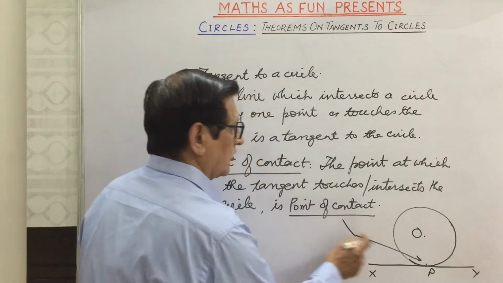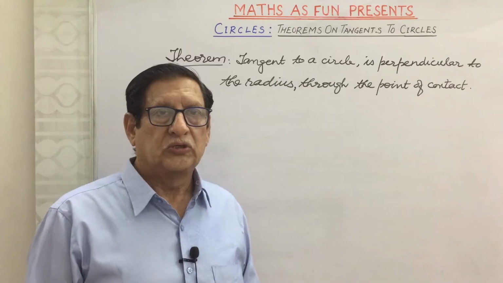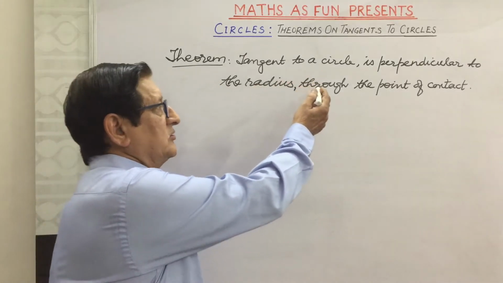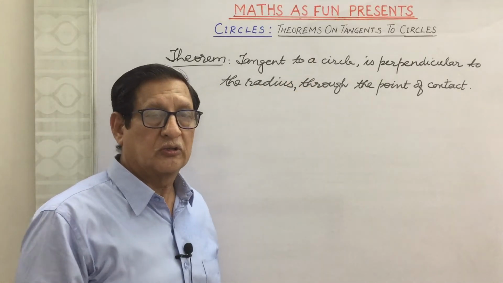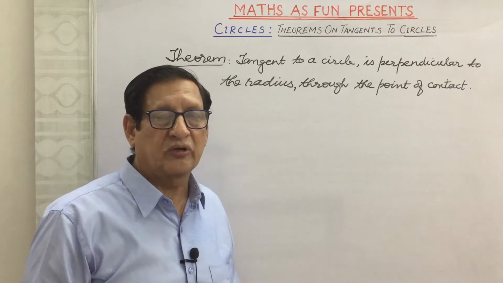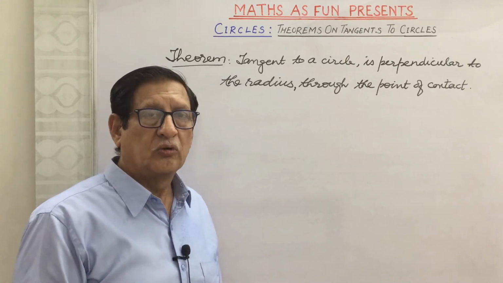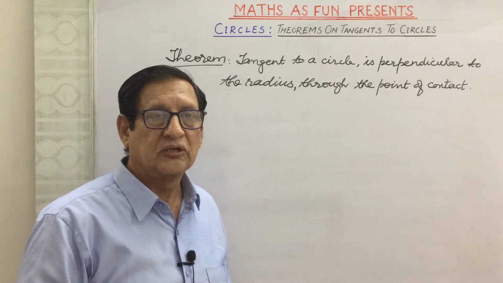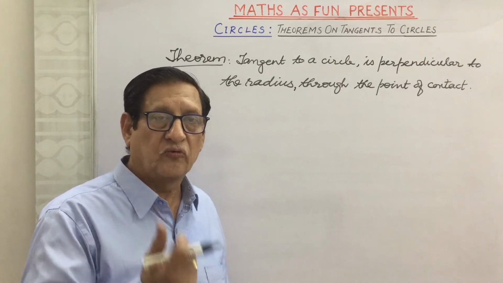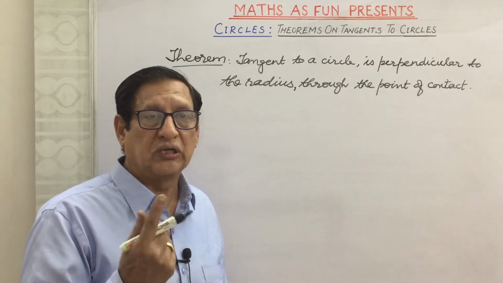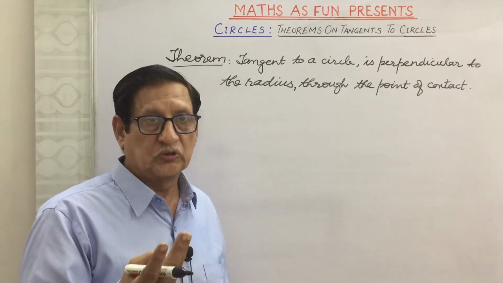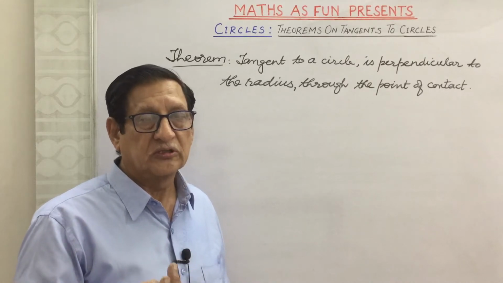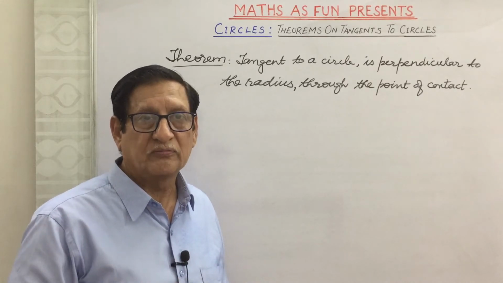The first theorem we have is: a tangent to a circle is perpendicular to the radius through the point of contact. We know that we have 4 steps to be taken to prove any theorem. So here also we have those 4 steps. They are: number 1 given, number 2 to prove, number 3 the construction, and the 4th one is the proof, the main part of the proof.